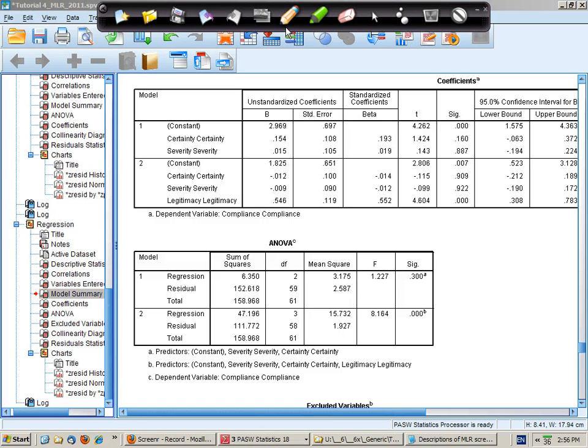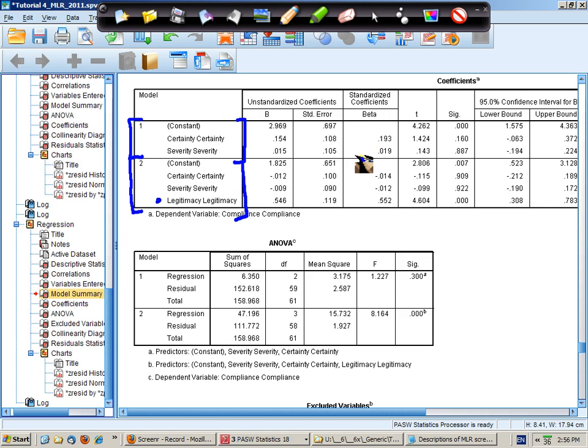So we're now going to interpret the results for the coefficients, and this is the first step. The first step consists of the constant and certainty and severity, and this is the same as the previous model we ran as a standard regression. And then we have the second model, and that added legitimacy in, and that kept the other variables.